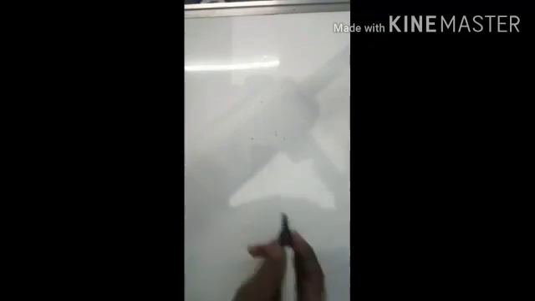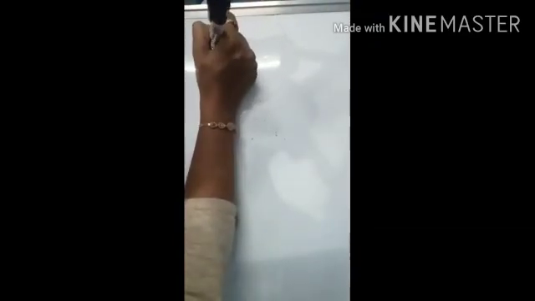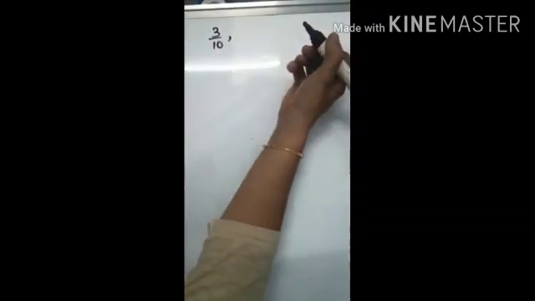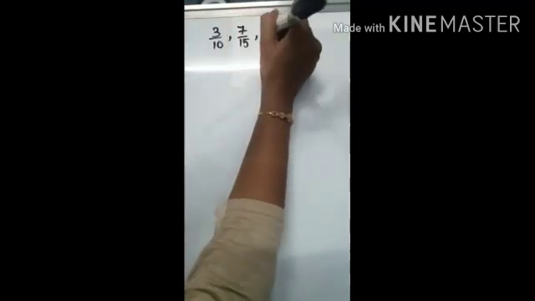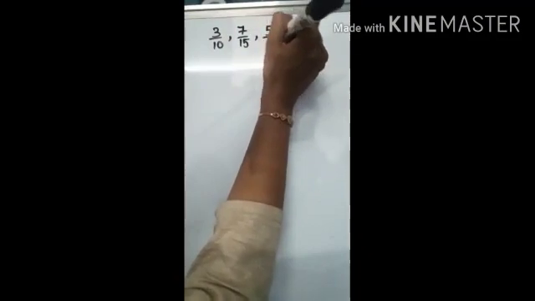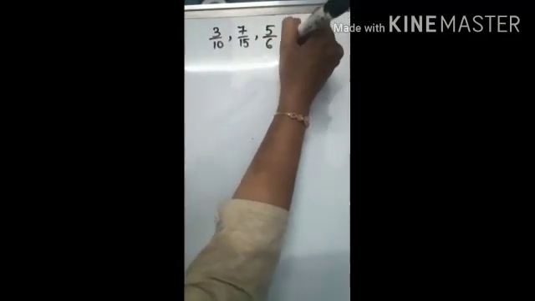Now let us see how to arrange a given set of unlike fractions in descending order. Descending order means big to small arrangement. Now the set of given unlike fractions are 3 by 10, 7 by 15, 5 by 6 and 1 by 30.